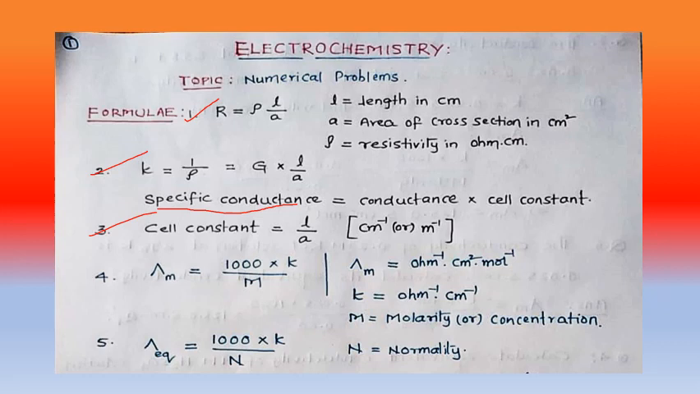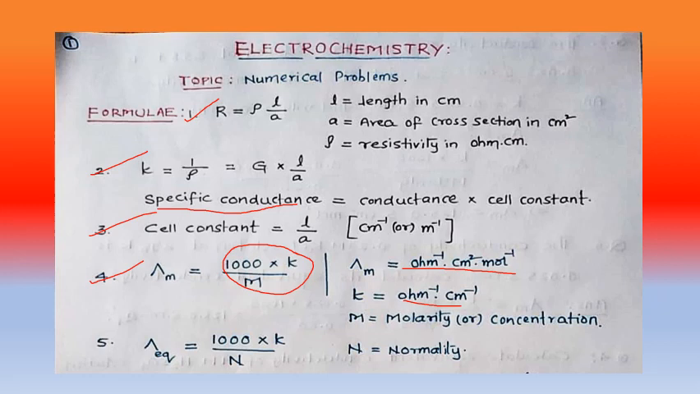Next one, molar conductivity or molar conductance, lambda m, equals 1000 into kappa by M. This is an important formula. Here the unit is very important: lambda m unit, the molar conductance unit, is ohm inverse centimeter square mole inverse; kappa is ohm inverse centimeter inverse. Molarity is nothing but concentration. Sometimes it is equal to the solubility for sparingly soluble salts.